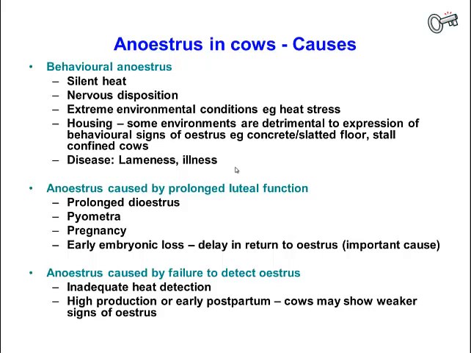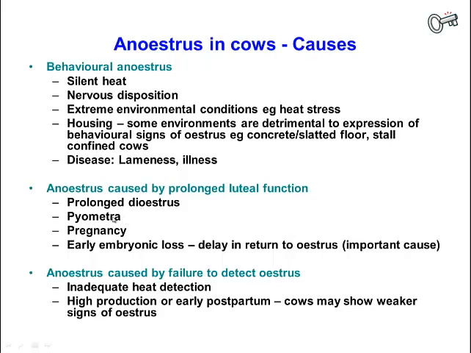Now occasionally you'll have some conditions that cause a prolongation of the luteal phase of the cycle. So the corpus luteum normally hangs around for 16 to 18 days, but in some cases it persists on the ovary. And in the presence of high concentrations of progesterone, usually cows don't show signs of heat. What can cause prolonged concentrations of progesterone? Sometimes it just happens and we're not quite sure why. It's just called a prolonged diestrus, not very common, but occasionally.